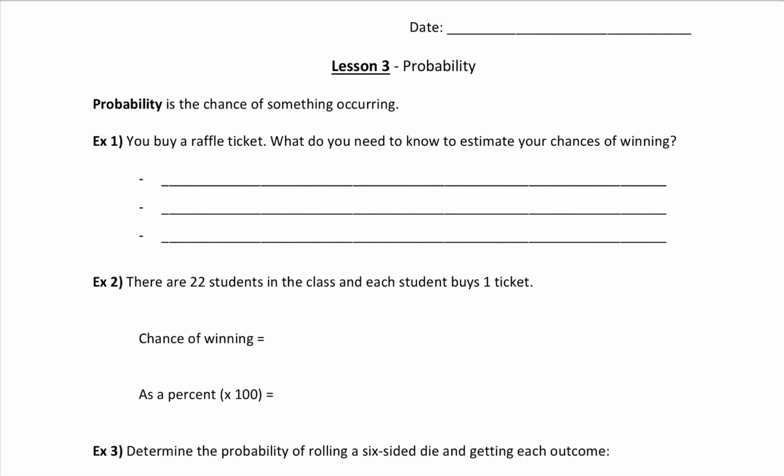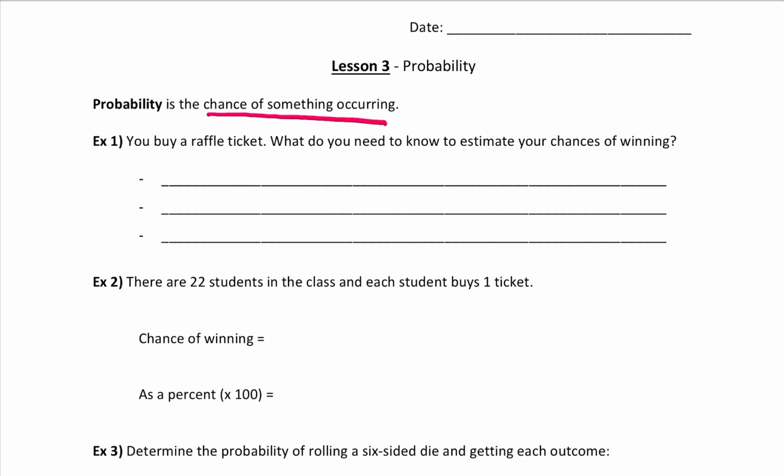In lesson 3, we're looking at probability. Probability is the chance of something occurring. So it's the chance that something happens. So why is this important? Well, for example, if you buy a raffle ticket, there are some things that you would need to know in order to know how good your chances are of winning.